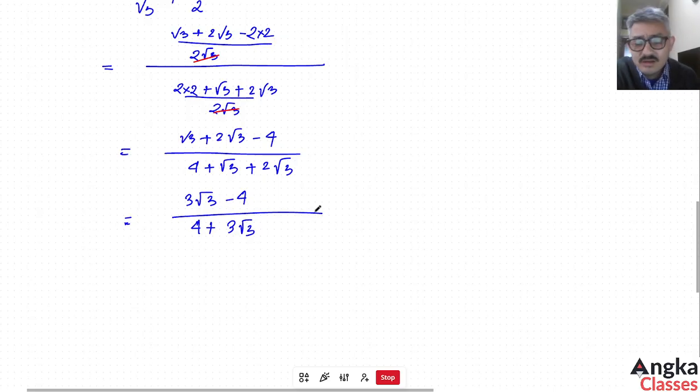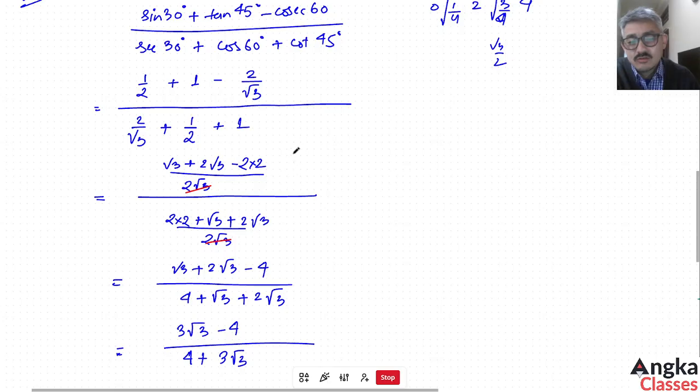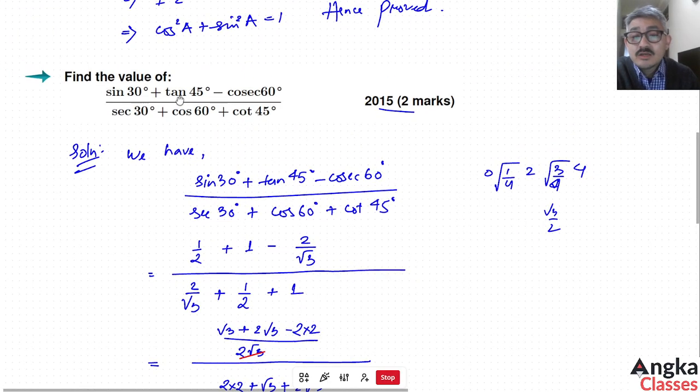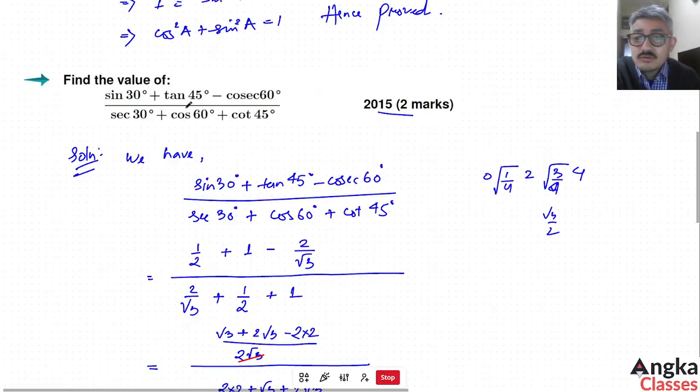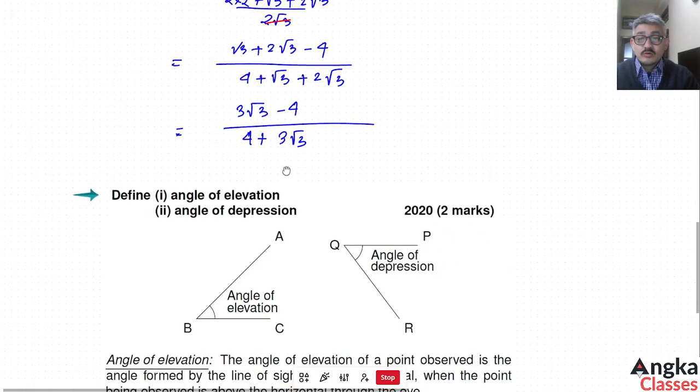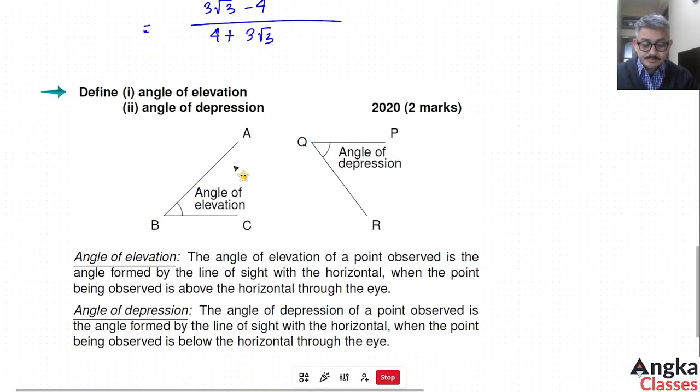Okay, see, rationalize the term. The question is why solve only by direct substitution of the values. Okay. So the last question of this session was a 2 marker. The 2 marker question is this.